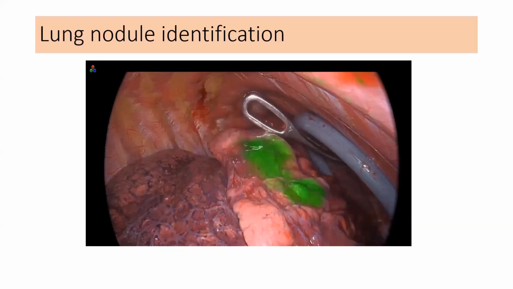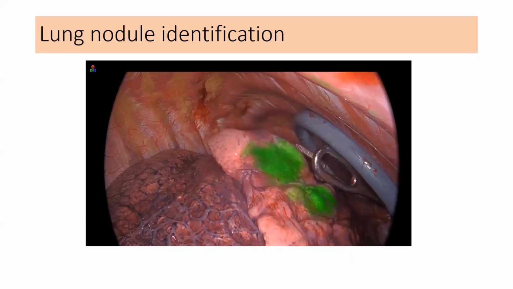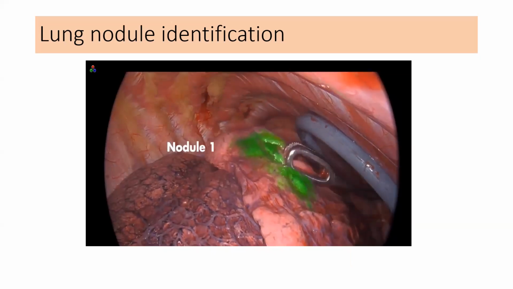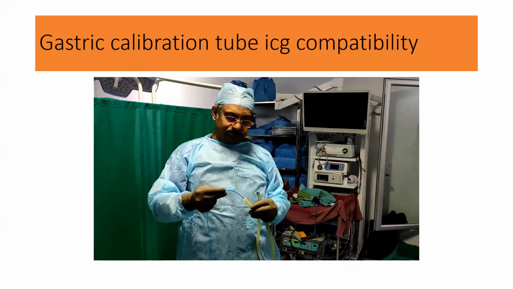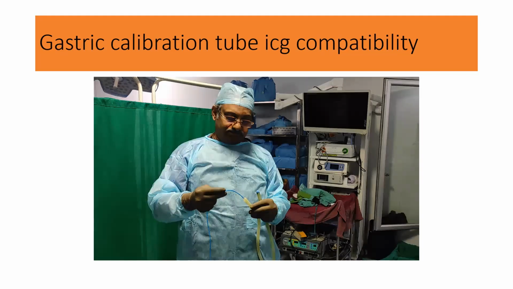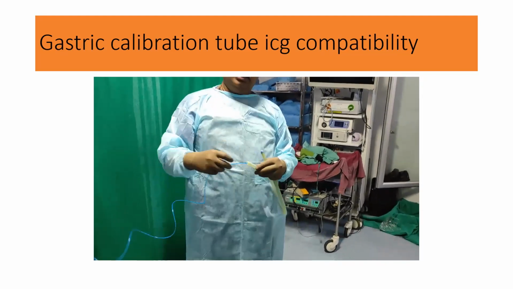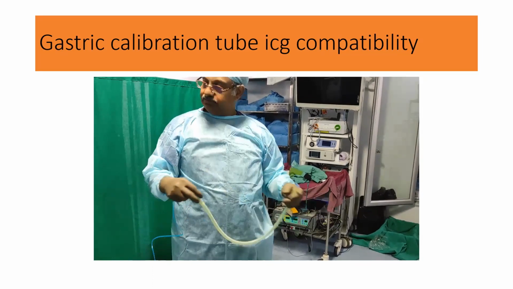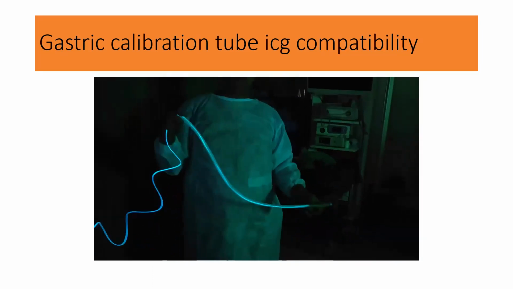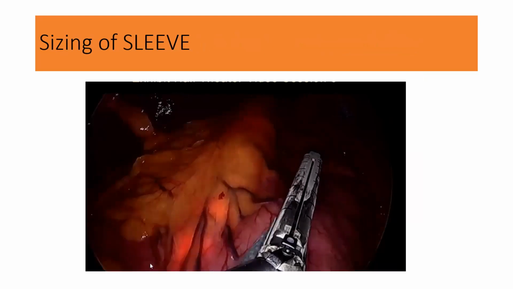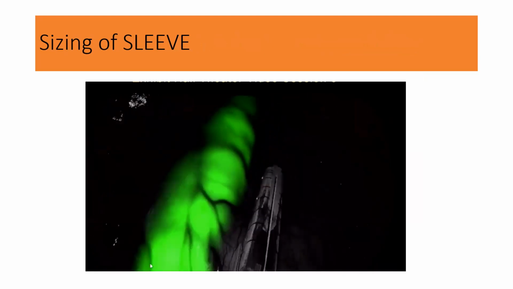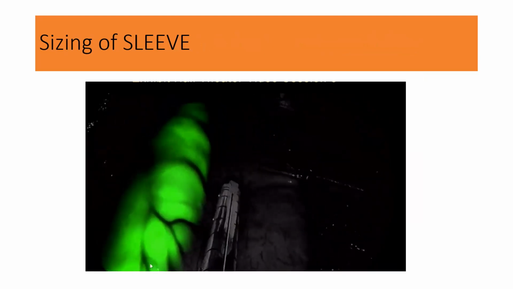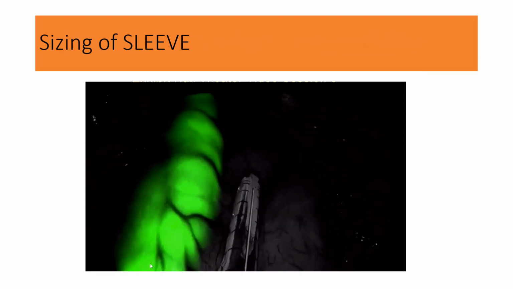And even in lung pathologies, those lung nodules which are not visible on the white light are visible beautifully by the ICG technique. In bariatric surgery, the gastric calibration tube and ICG compatibility: this particular tube is inserted with an LED system, and then dye was instilled, and it was eliminated during surgery. So sizing of the sleeve can be done properly. You can see how the sizing can be done properly with the help of the illuminated tube. The gastric calibration tube is visible, and then we can staple it properly, and a proper sleeve can be made.